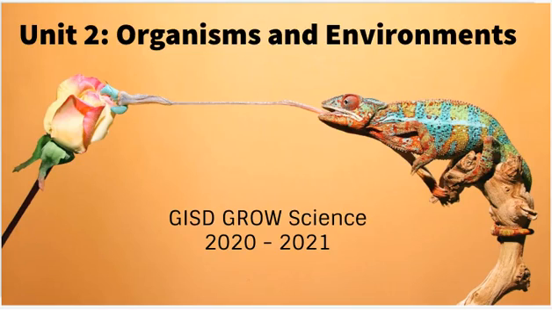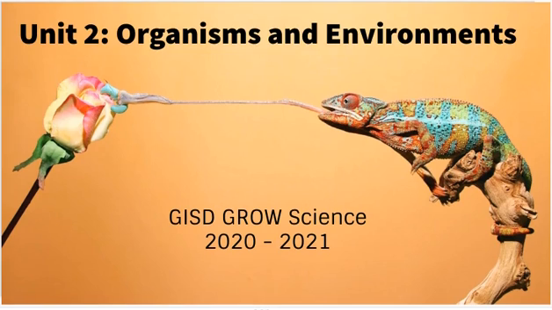Welcome to the Unit 2 overview for 4th grade science. This unit is titled Organisms and Environments. Let's dive in and take a look at our instruction.